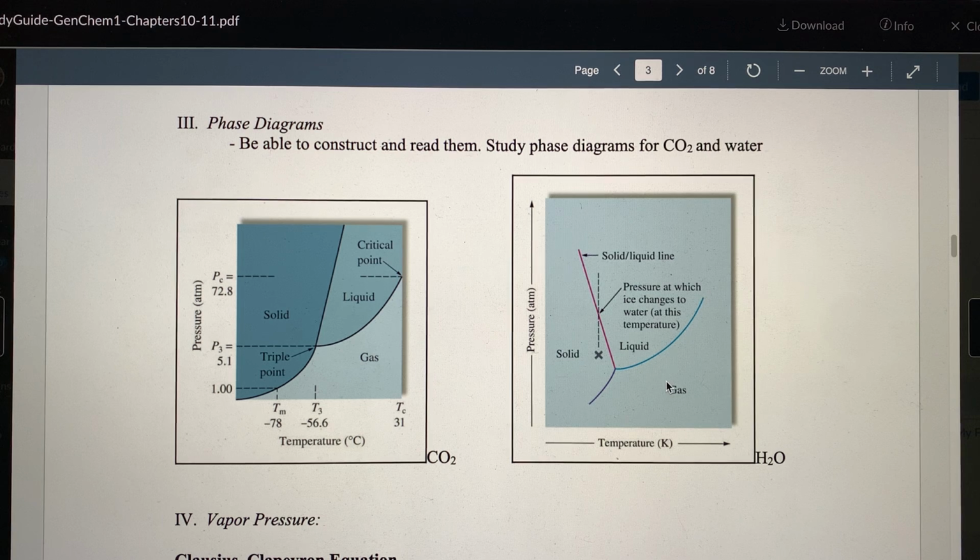Now, for water, it's different. Notice the slope of this line is negative. For water, the triple point, we need to look it up. Here it doesn't show, but I know the triple point of water is low, of course, close to the melting point, where three phases coexist: liquid, gas, and solid.